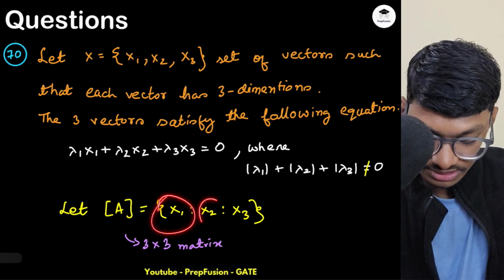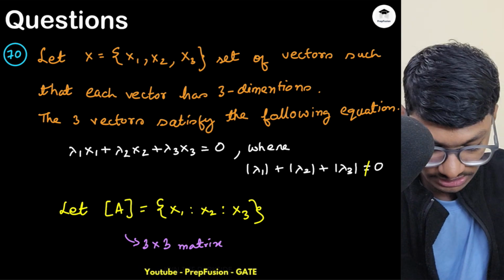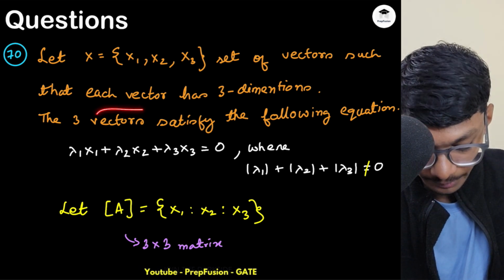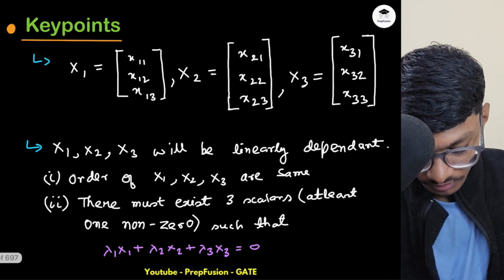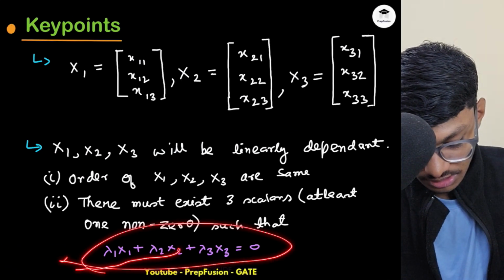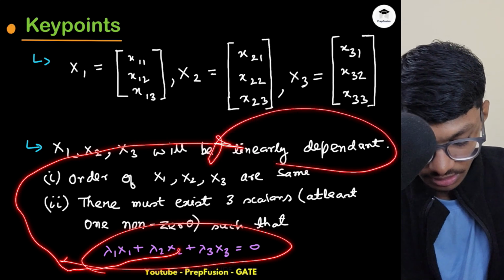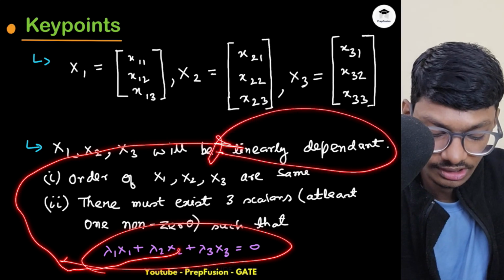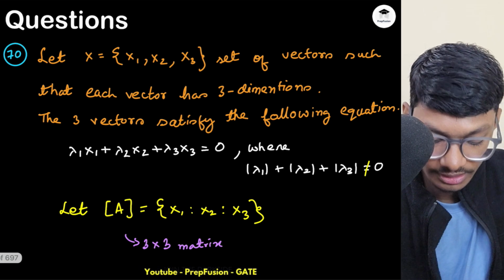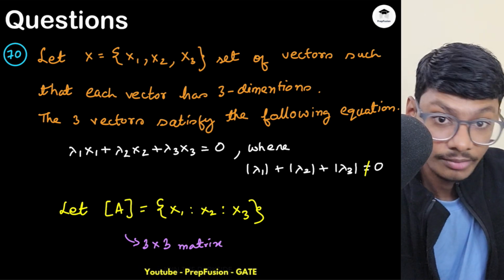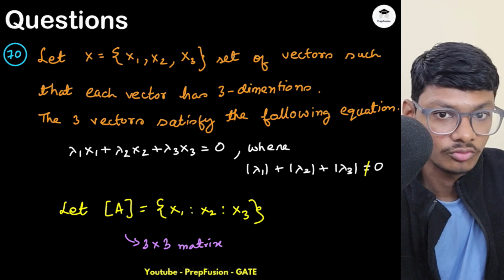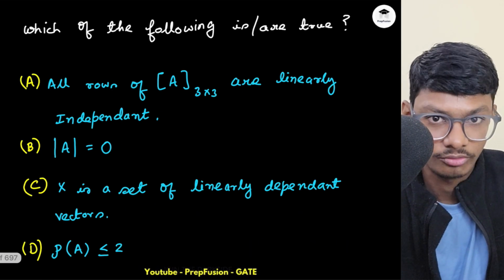So we have been arranging this in columns, and it is saying that the columns are linearly dependent. Why? Because this is satisfying this equation. If this is satisfying this equation, that means x1, x2, x3 will be linearly dependent. Now, if they are linearly dependent, that means the determinant will be 0. The rank will be less than 3. Okay, that's for sure. Rank will be less than 3.